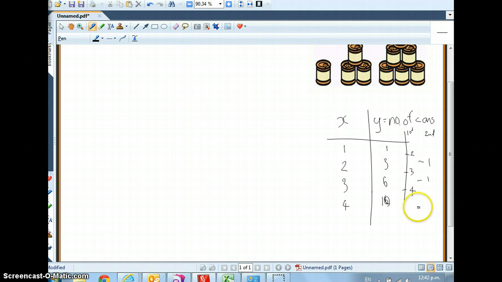That helps me make predictions. Okay, if the second difference is 1, the first difference must be 5, therefore pattern number 5 must be 15. As Jonathan said, the second difference goes up by 1 every time.